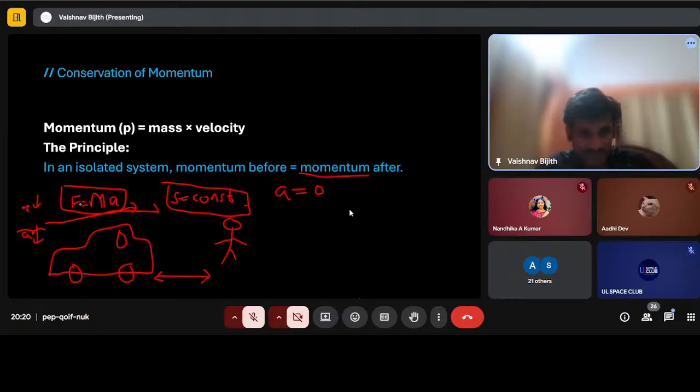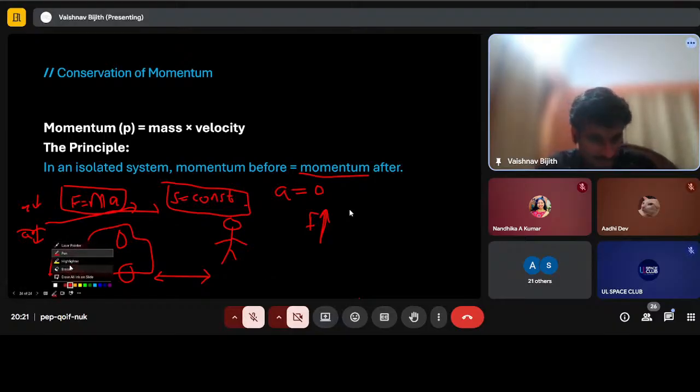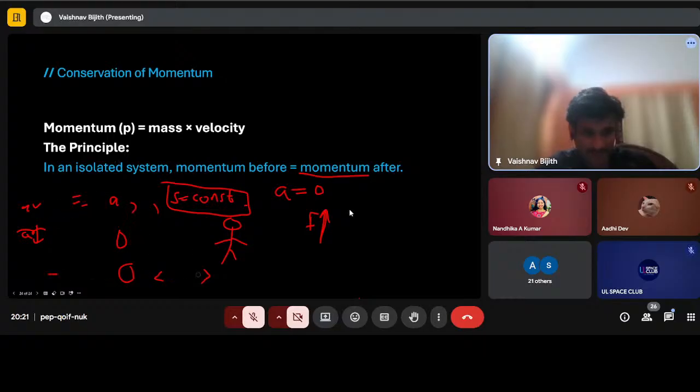This value changes, and so the force rapidly increases, because the mass of the car compared to the person is very high. So that means here the force will be very high, right? And this force is so high that it will cause a very bad accident. So that's one thing.